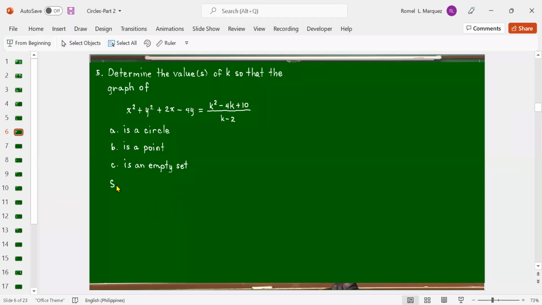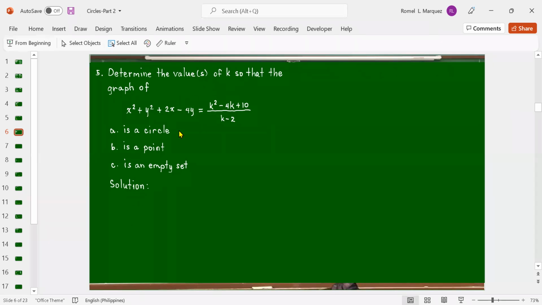So let's start with letter A. For letter A, we want this to be what? To be a circle, meaning when you draw the graph, it is a circle. So what is the value of k or values of k? Okay.